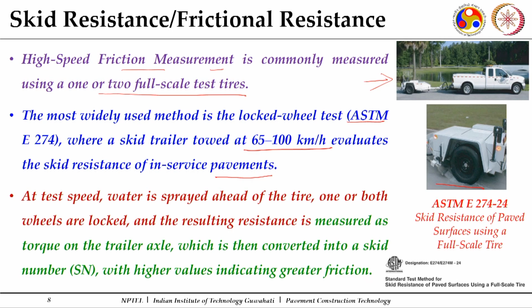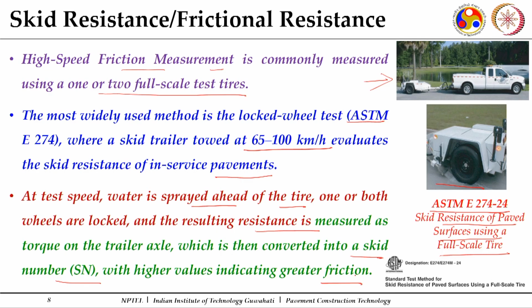This is ASTM E274, skid resistance of paved surfaces using a full-scale tire. It is an actual field test and it is highly preferred. At this speed, water is sprayed ahead of the tire, and one or both wheels may be locked, and the resulting resistance is measured as the torque on the trailer axles, and this is converted into a skid number, or we call it a friction number.